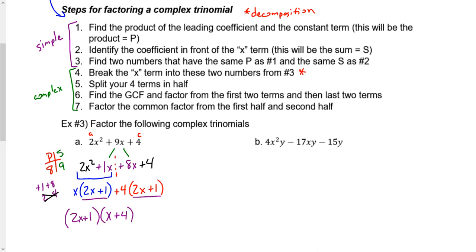You may ask the question again, does it matter which one you put first? Nope. Either of these ones can be switched. We could have written our 8x, then our 1x, and it would still work out perfectly.